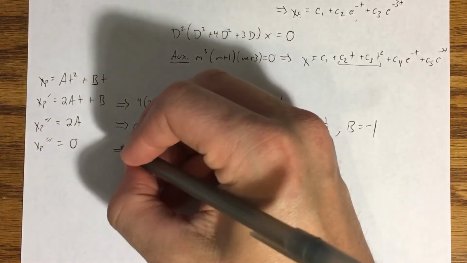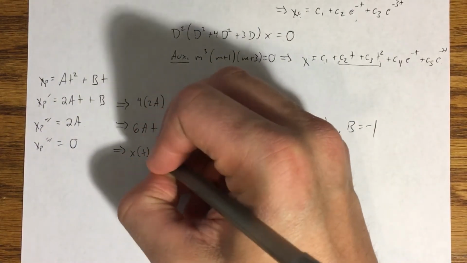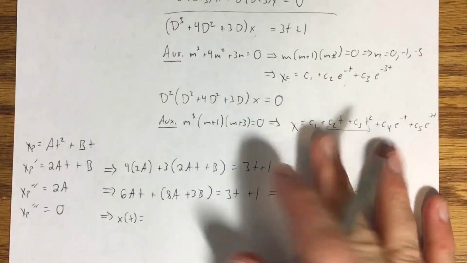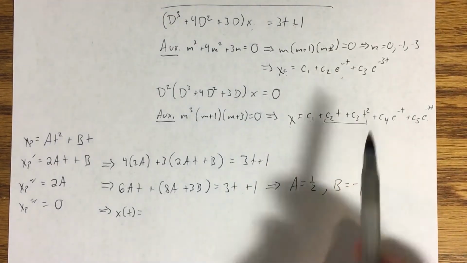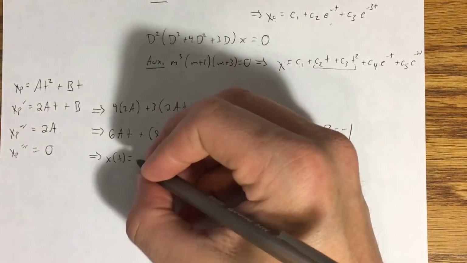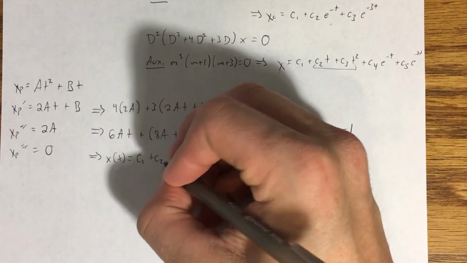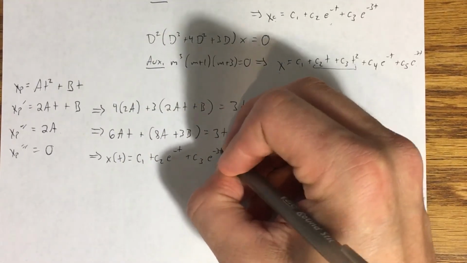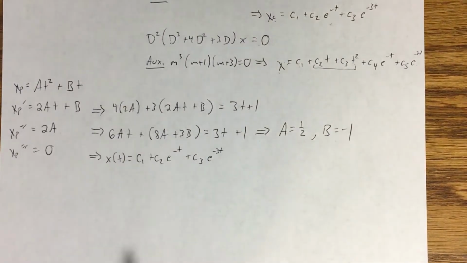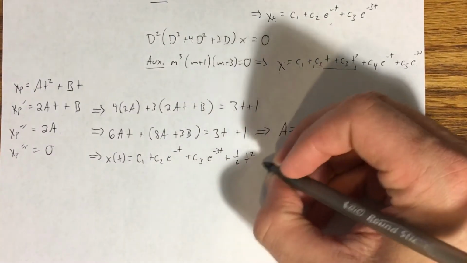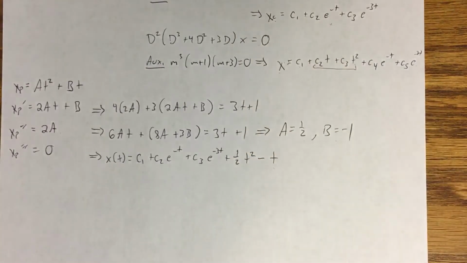So now I know that x of t is going to look like I have x of t right here. So I'm going to take my complementary solution, write that first. C1 plus c2 e to the negative t plus c3 e to the negative 3t. Use my coefficients on my particular solution now, plus 1/2 t squared minus 1t, or minus t.